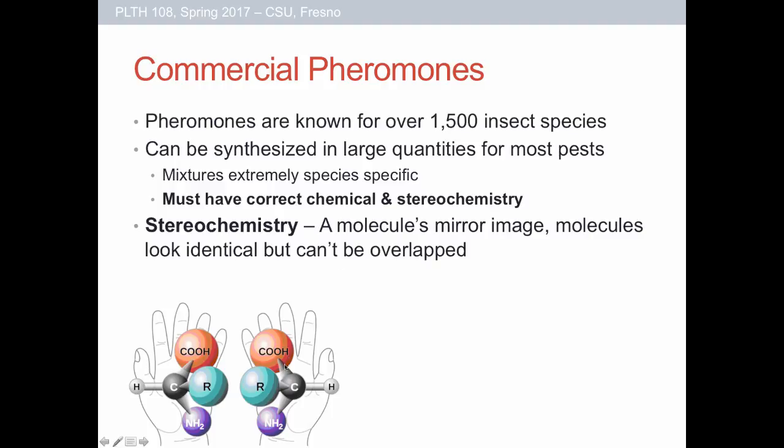If we tried to overlap these two chemicals with one another, the COOH would end up over here, this guy would end up over here. Essentially, they just don't match. And so ultimately, for a chemical to work in a pheromone setting, you need to make sure that all of your chemicals have the right handedness. They need to have matching stereochemistry.